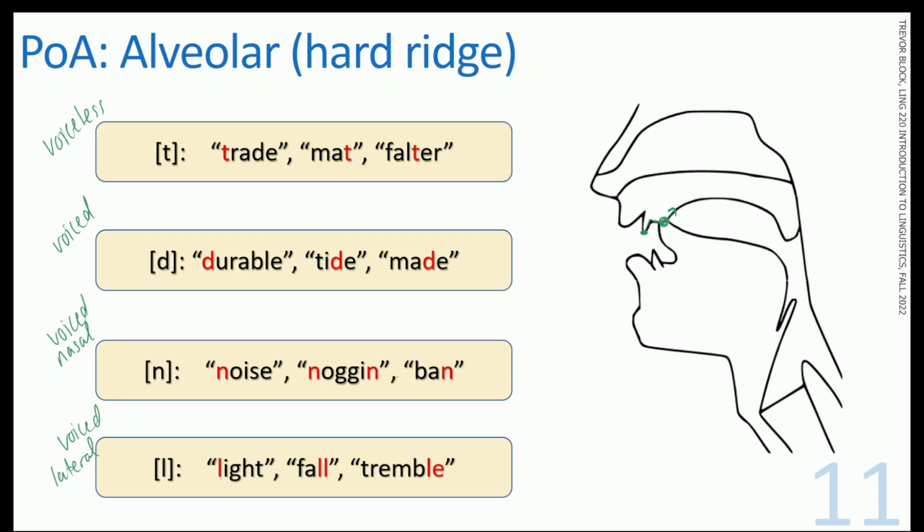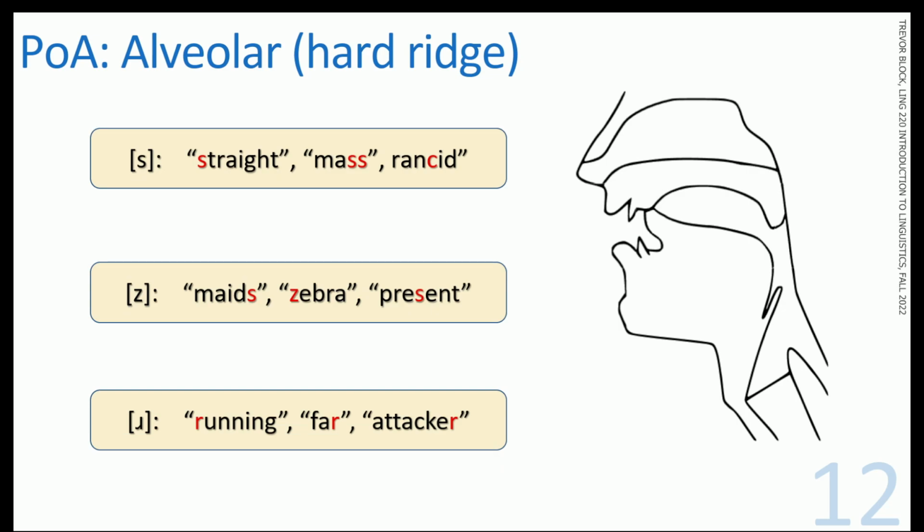Let me show you 3 more. We have the voiceless S, so airflow is continuous here, like straight, mass, rancid. And we have its voiced counterpart Z, maids, zebra, present. So you can feel the vibration there. Don't get fooled by English letters. S is sometimes pronounced as S and sometimes pronounced as Z. You gotta pronounce the word to figure it out. We have one more here.